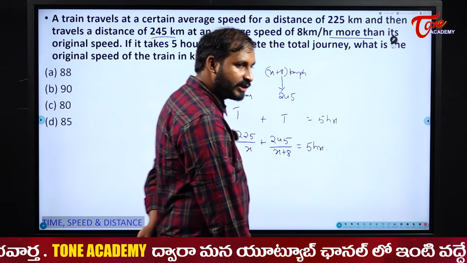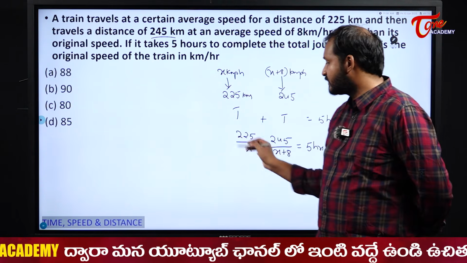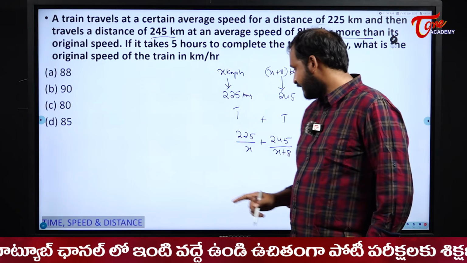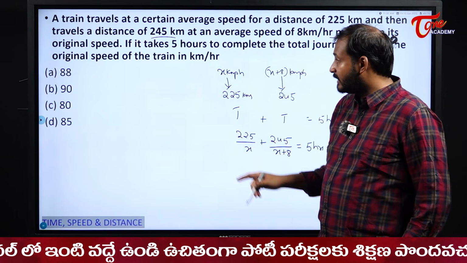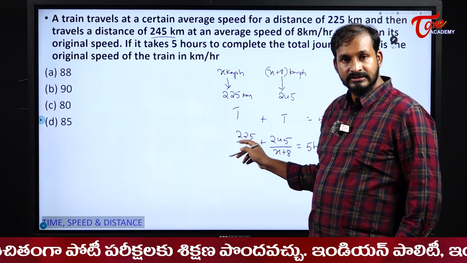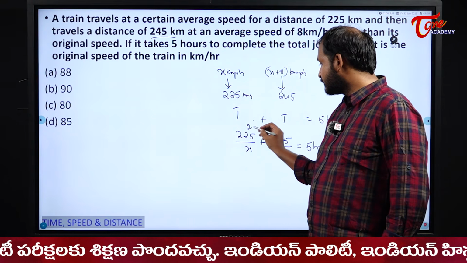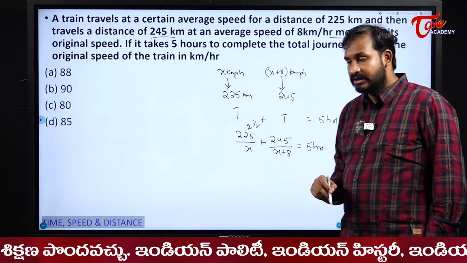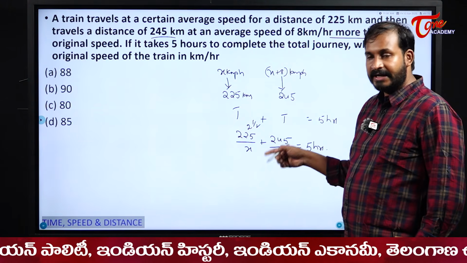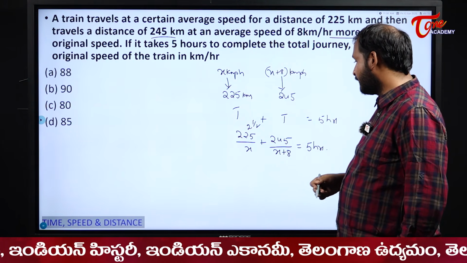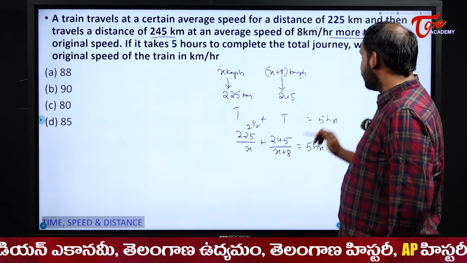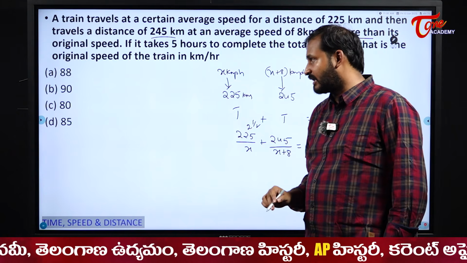Now students, don't think too much. Just substitute the options and verify which satisfies the given condition. In place of x, if I take 88, it is not cancelling. In place of x, I will take 90. If I take 90, it will become what, students? It becomes 2.5 hours. And what happens to this one? 98, right? 98 into 2, it will become like that. So it is taking very less time. So 90 is also not our answer.